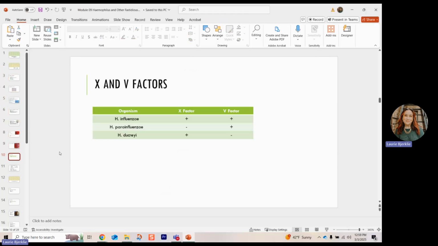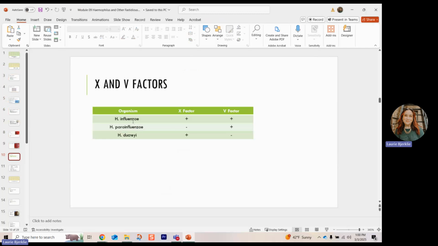You can also run X and V factors as little discs. So you can plate out your organism across a plate and then put down discs. They look similar to your bacitracin disc or your optochin disc. So you can put down an X factor disc, a V factor disc, and both an X and V factor disc, and do the same thing to see if it grew around those discs, if that provided what they need. So we can run X and V factors as testing in the lab to determine this.